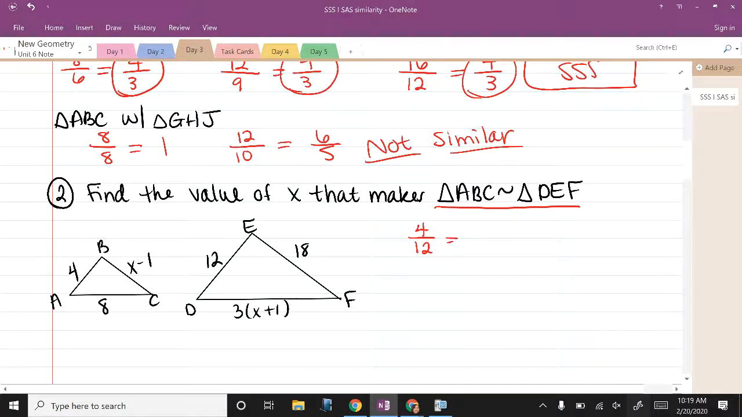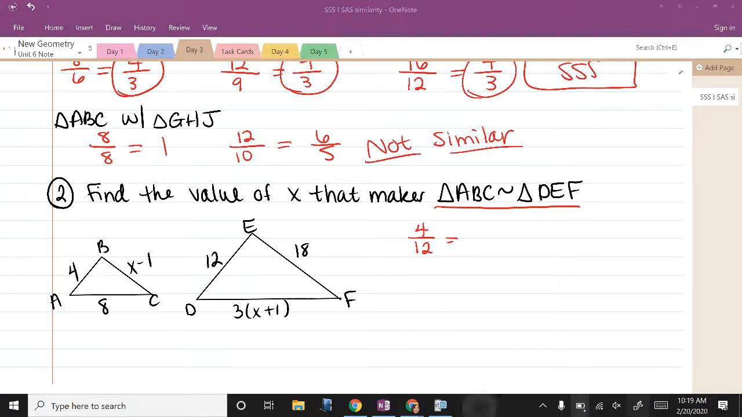Okay, so if it says find the value of x that makes these triangles similar to each other, that just means what is the number of x that will make these proportional, right? So you're just going to set up a proportion that has an x in it. So what x do y'all want to use? The x minus 1? That's going to look less complicated, right? So x minus 1 is BC. So that's in the little triangle.